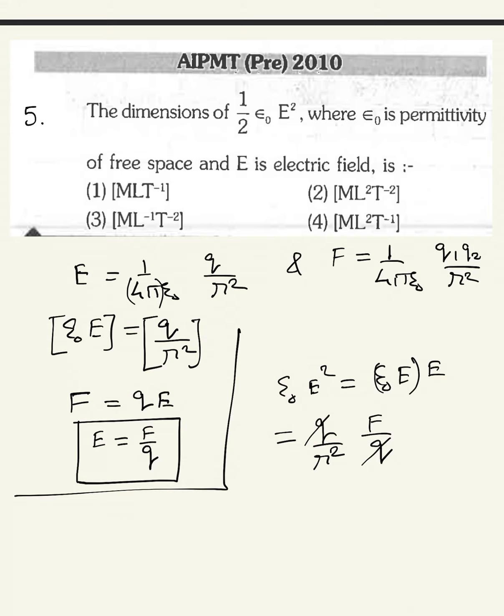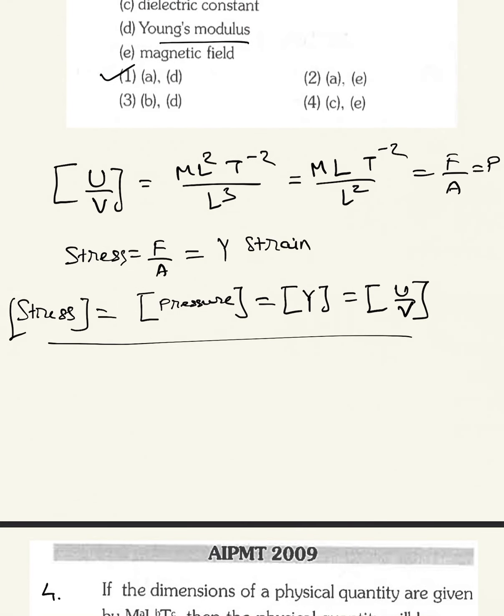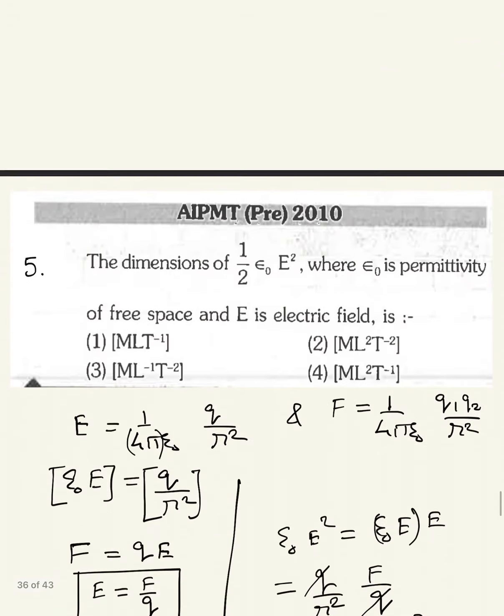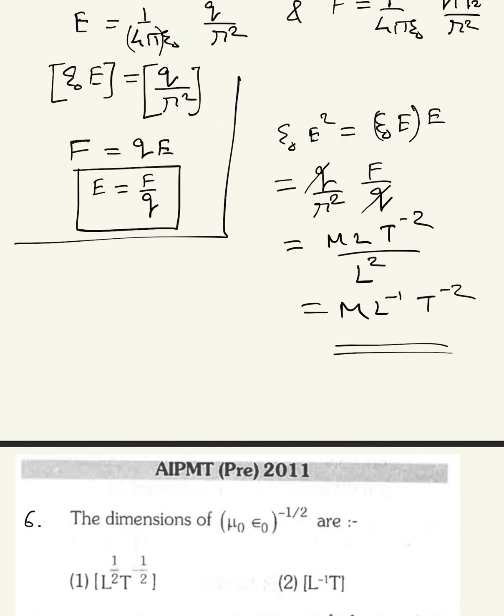Now you can see this F by R square, and now you are ready to find the dimension formula of half epsilon naught E square, and you can see force upon area, right? This is L square. Let me write just this MLT minus 2 divided by L square, and we get, it is same as pressure, students. In I think the second or third question, we found all the relations between the dimension formula of stress, pressure, Young's modulus and energy density. So now you don't have any confusion that this is pressure, L minus 1 T minus 2. Okay, so moving on to the next question.